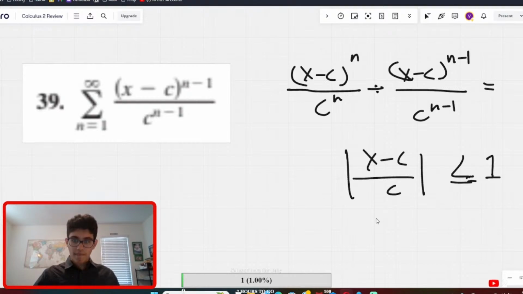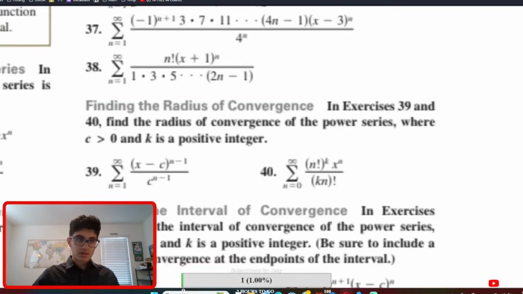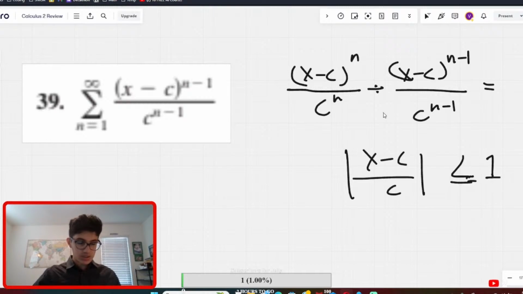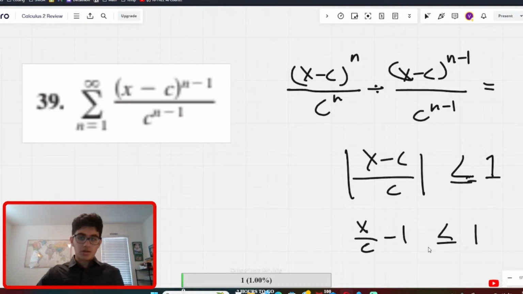Which means that, well, hold up, one second. But they said c is positive, right? Okay, if c is greater than 0, then we can just write this as x minus c minus 1. Since c is greater than 0, obviously minus c over c is always negative 1. x over c, we want this to be less than or equal to 1, and greater than or equal to negative 1.